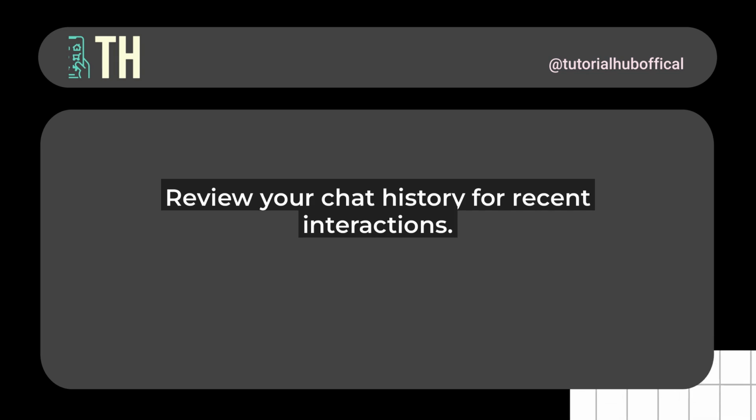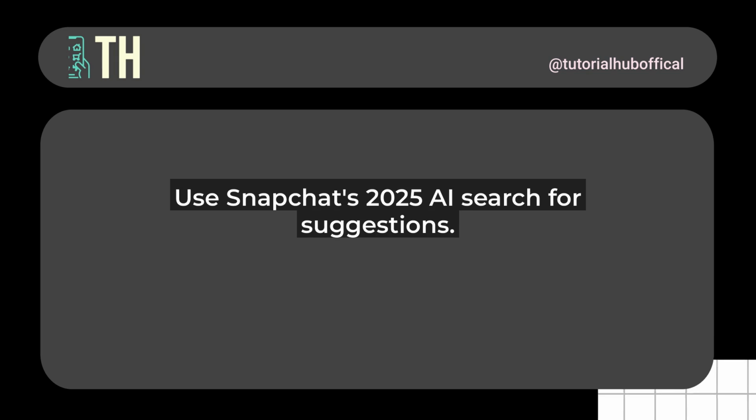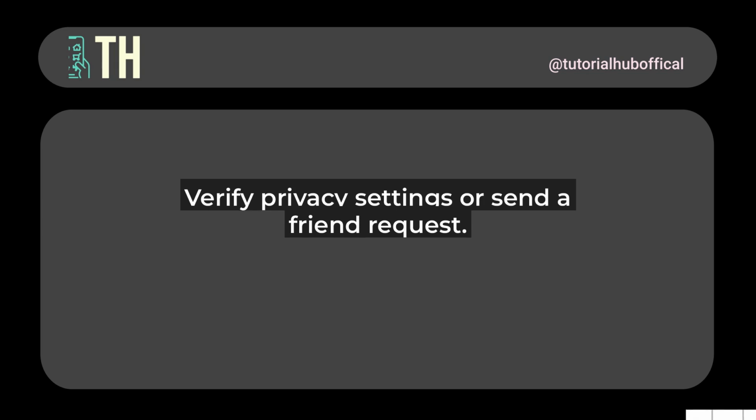One more thing: privacy settings might affect visibility. Make sure the person hasn't blocked you again or changed their username. If all else fails, you can always send a friend request directly from the search results. There you have it, folks. Finding someone on Snapchat after unblocking them is straightforward once you know the steps.